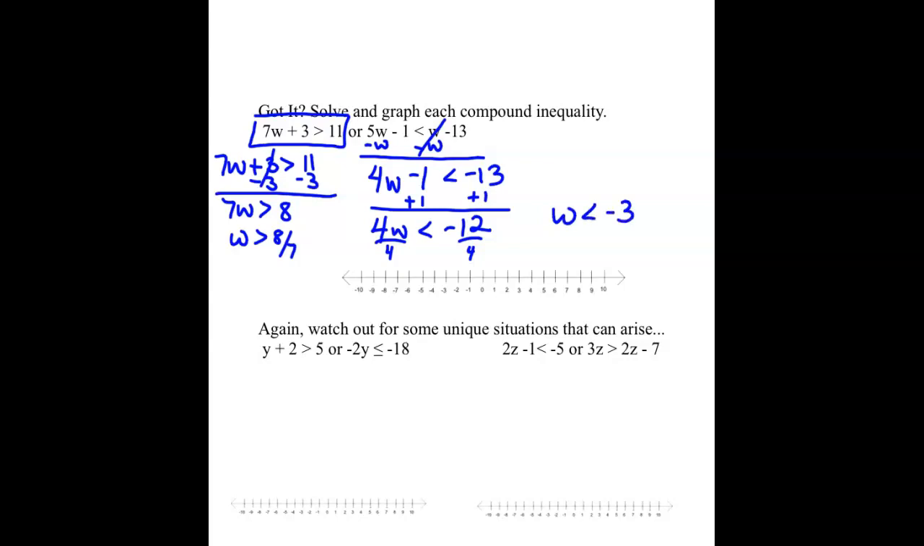Now, this is an OR situation. So my answer is w is greater than 8/7, which would be just a little bit over 1, or w is less than negative 3. Okay, so 8/7, like I said, is a little bit bigger than a 1, and we want to be bigger than that number. W being less than negative 3, we'd have an open circle at negative 3 and shading to the left. And we would include both of those pieces because we're not looking for the overlap here. It can be either one.